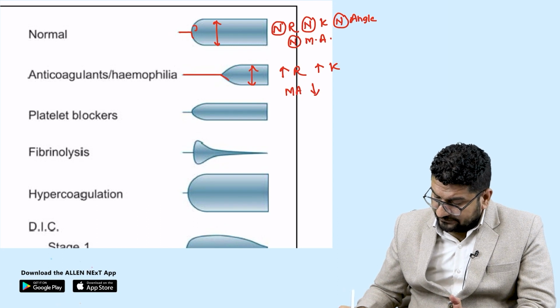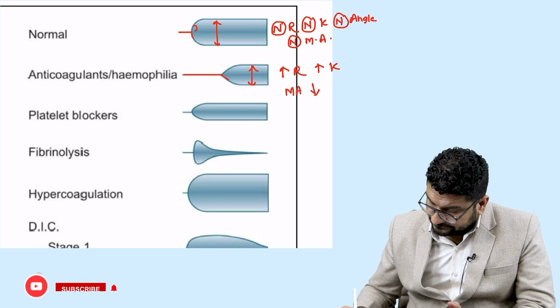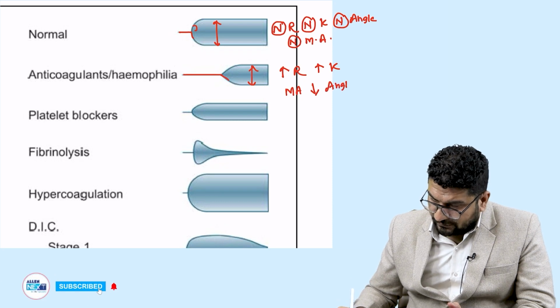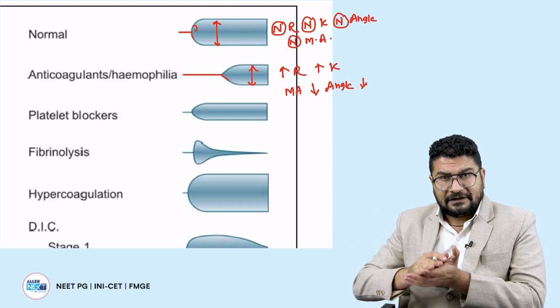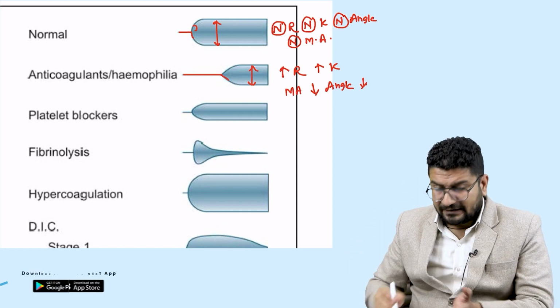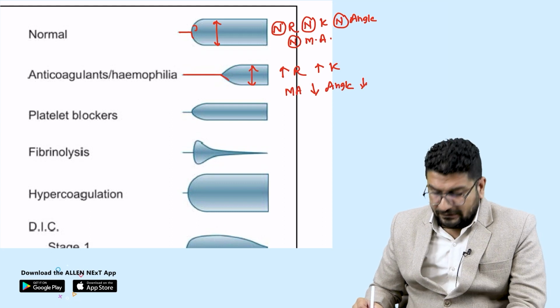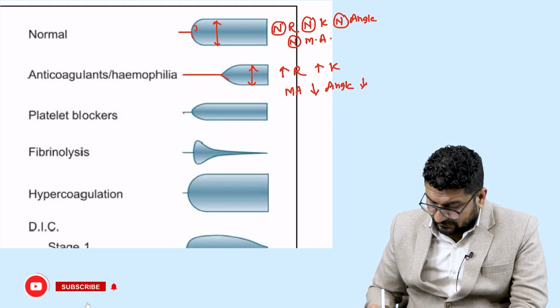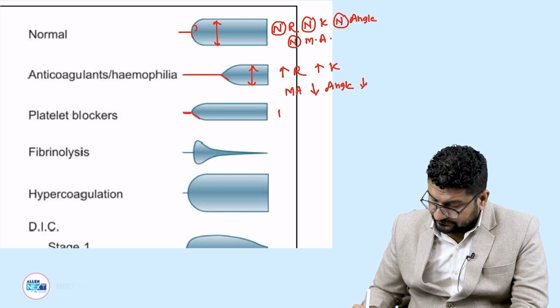And the angle, let me write it completely. This is the alpha angle. The angle is also reduced. So you don't need to look at everything, you just need to focus on the graph. So R time has increased. Now if you compare this with this one, here you can notice R is almost normal, right? K is slightly increased.